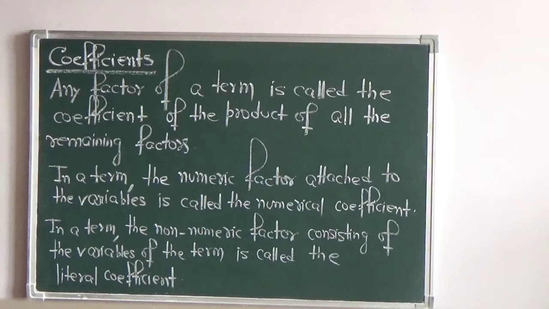So what are called the coefficients? Any factor of a term is called the coefficient of the product of all the remaining factors. In a term, the numeric factor attached to the variables is called the numerical coefficient, and the non-numeric factor consisting of the variables of the term is called the literal coefficient. So let us take an example to understand this.